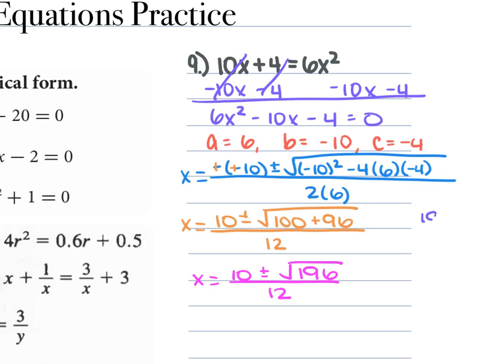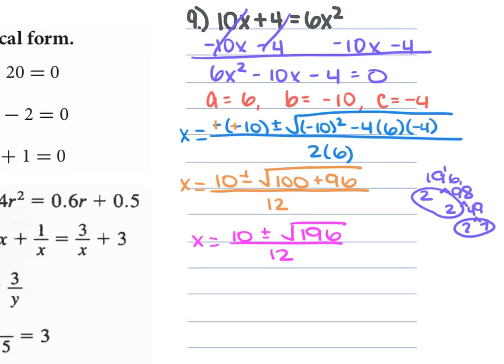Now that 196 is divisible by 2. The 2 goes into 19 9 times with 18, so there's 1 left over. 2 goes into 16 8 times, so that's 98. 2 goes into that as well. The 2 goes into 9 4 times with 1 left over. The 2 goes into 18 9 times, so that's 49. That's 7 and 7, so 7 times 2 is 14. So x is equal to 10 plus or minus 14 all over 12.